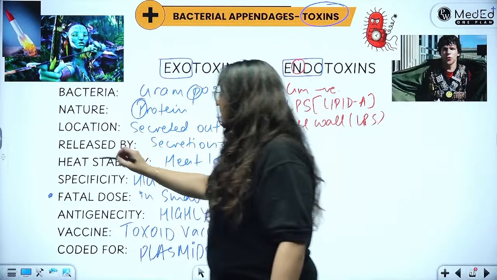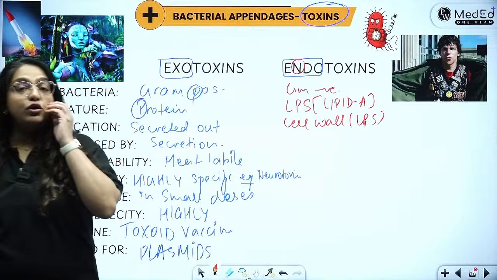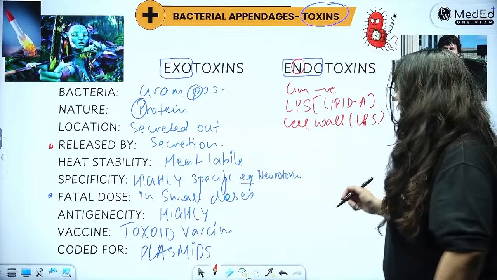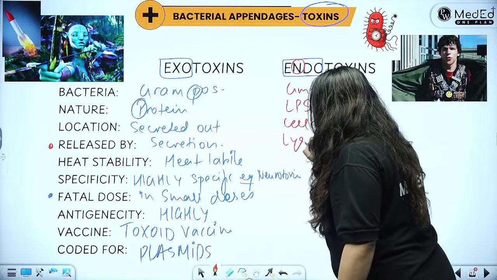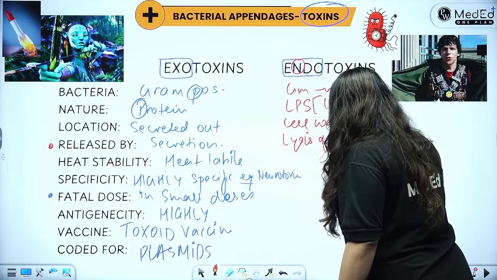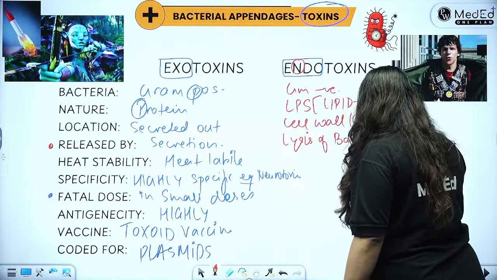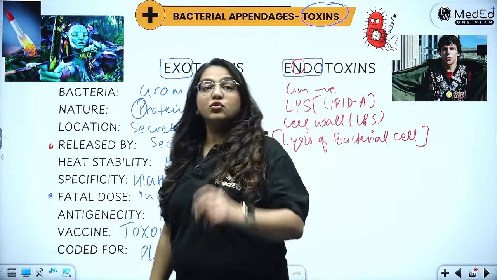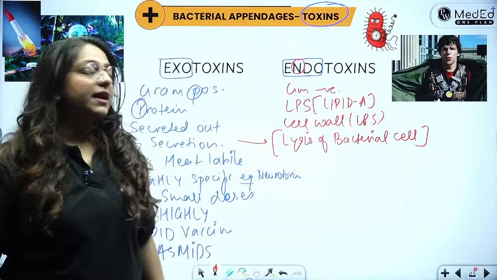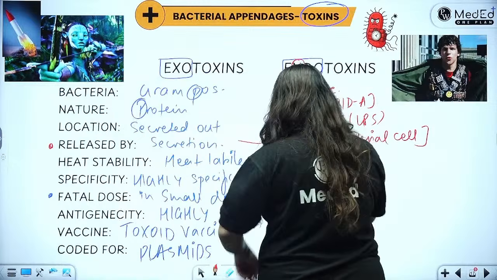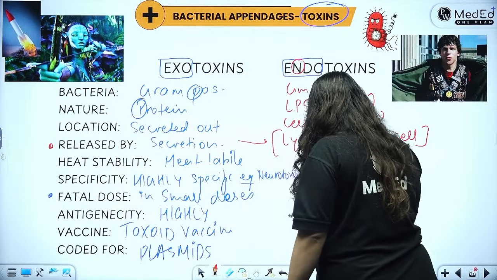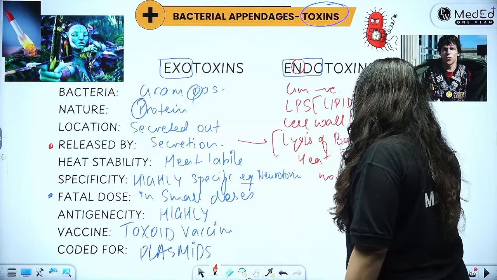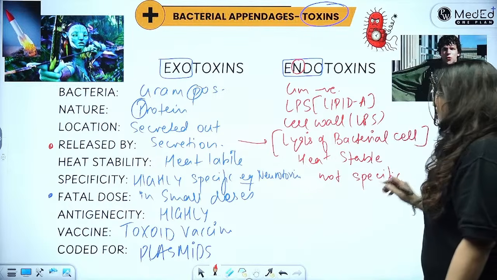How are they released? This is very important. Now, in order to release an endotoxin, the bacteria has to lyse itself, right? So there is lysis of the bacterial cell in order to release the toxin. So the bacterial cell has to sacrifice itself. It has to kill itself in order to kill the others with the help of endotoxins. They are very much heat stable. So heat does nothing to them, and they are not very specific. They are not tissue target specific.